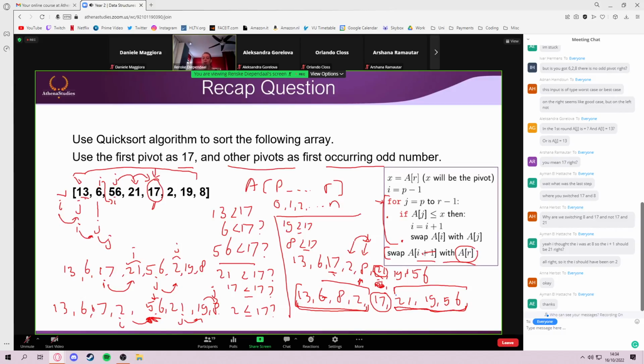Right, so we can quickly do it for the right part. So we start with the first occurring odd number. So 21 is going to be our pivot.